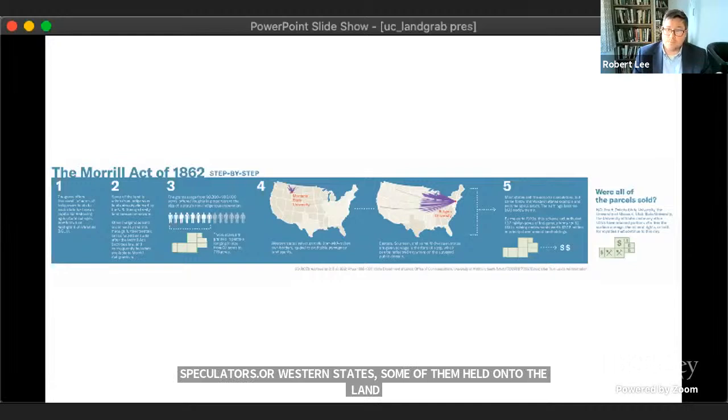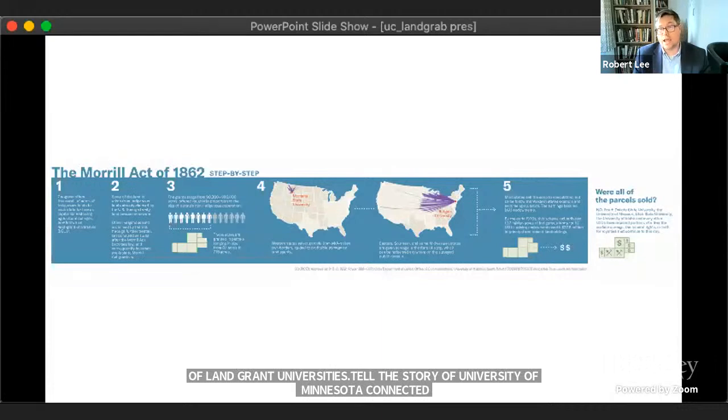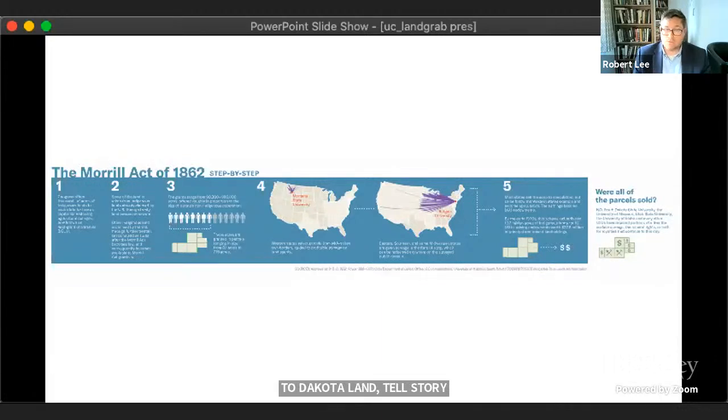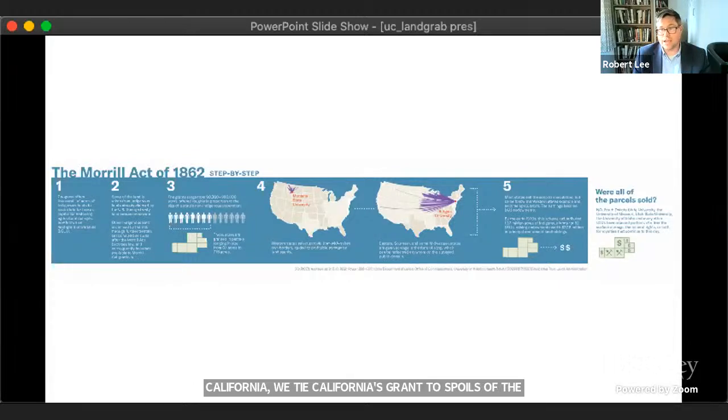And what we did in the story was try and pick out ways to describe the connections between indigenous dispossession and the funding of land-grant universities. So we tell the story of the University of Minnesota connected to Dakota land. We tell the story of Colorado State University and its link to the Sand Creek massacre. In California, we tie California's grant to the spoils of the California genocide. We look at Cornell and its speculation process, and we gesture forward to something we'll talk a little bit more about later, about land that is still held by the universities.